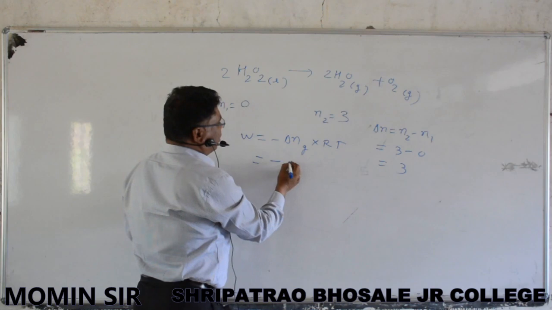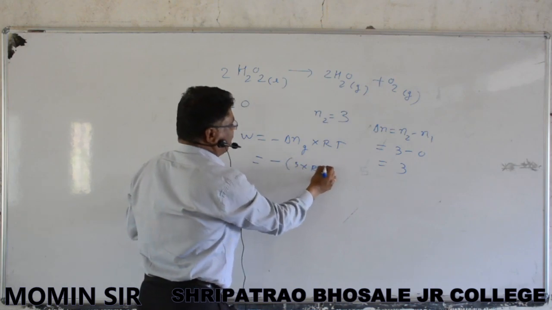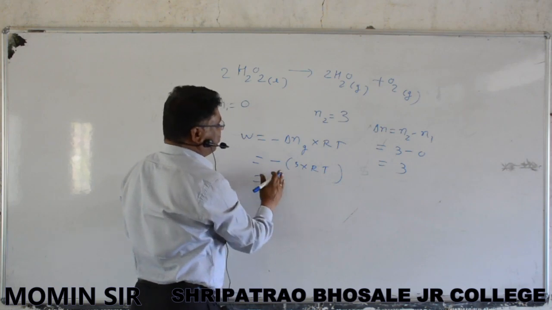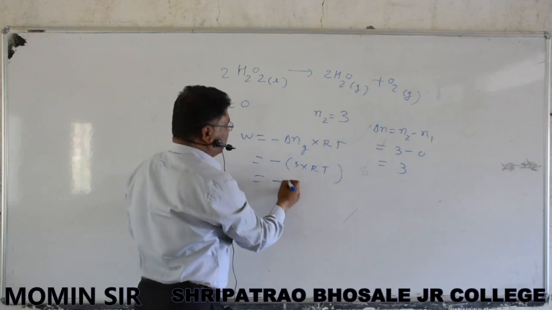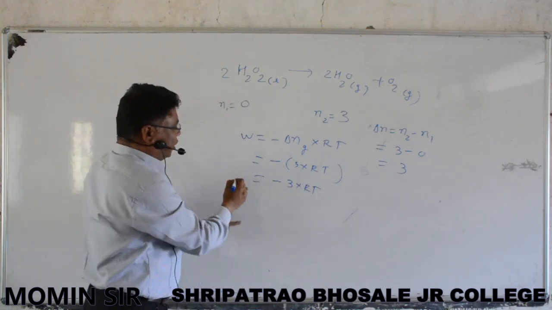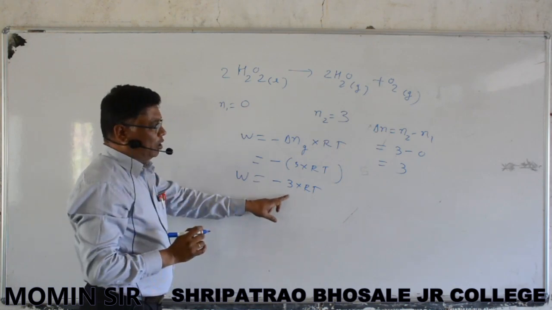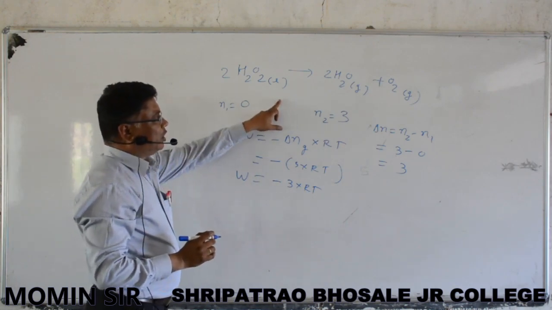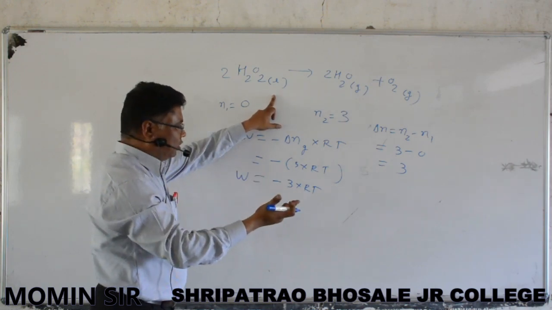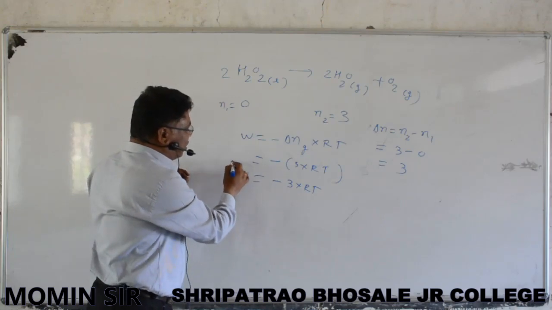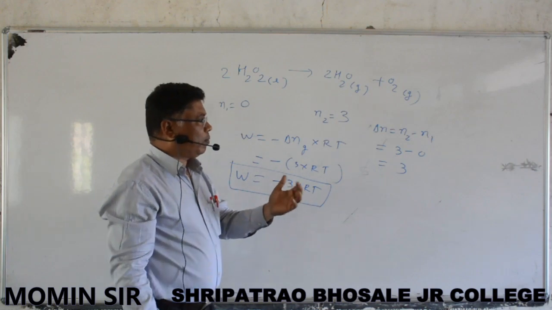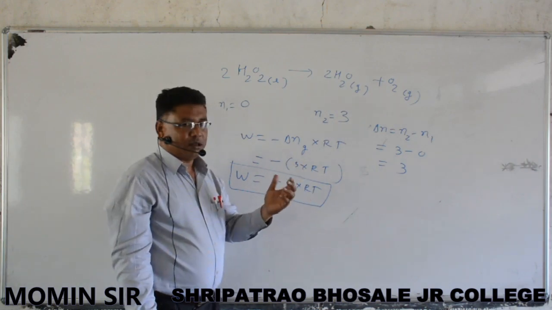So here minus 3 into RT means work done is found to be negative. What does this indicate? This indicates that work is done by the system on the surroundings. That means work done is negative. That is about the work done in a chemical reaction.